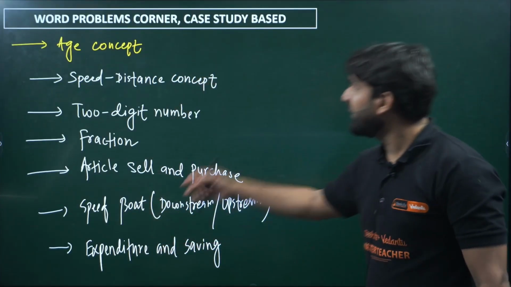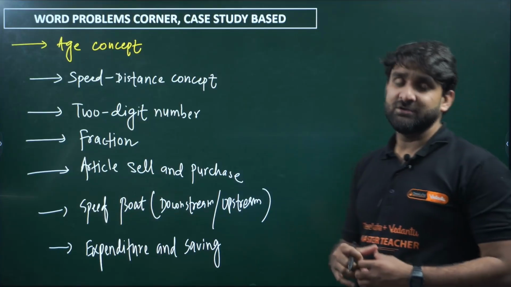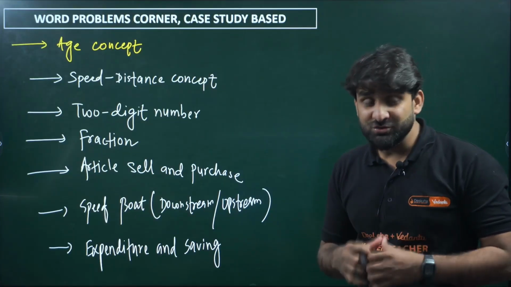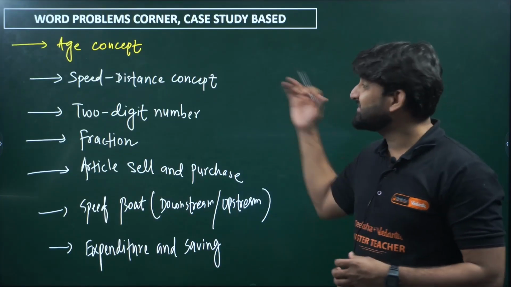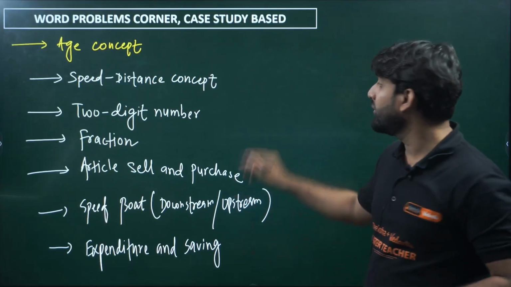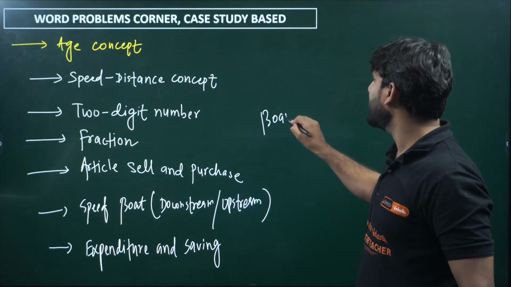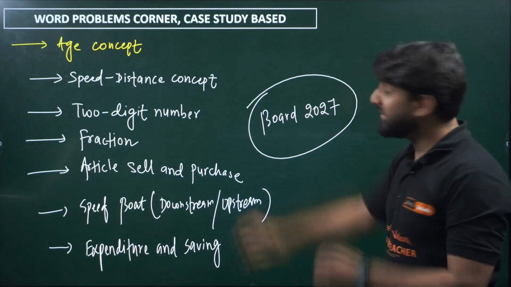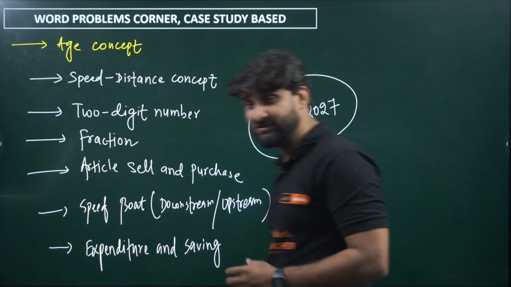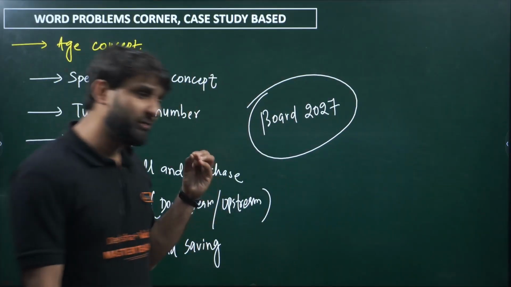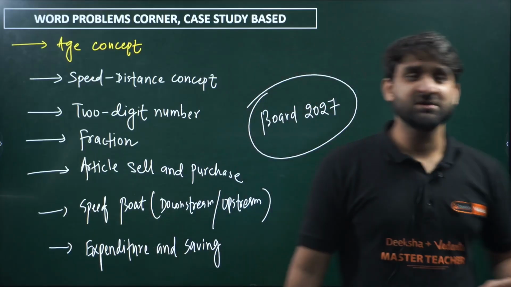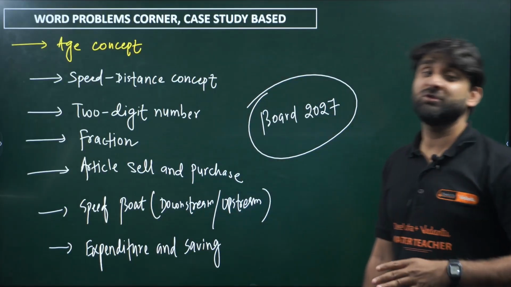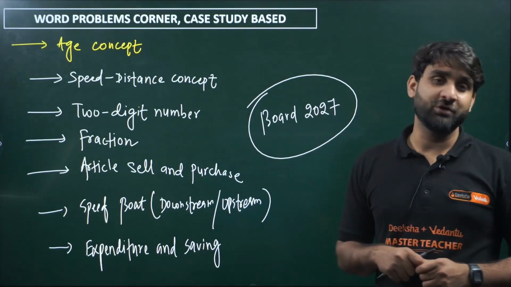So these are the word problem corners, and there is so much chance to get case study based questions from this chapter in your board 2027, champions. As per my guessing, as per my experience and analysis, there is little chance that you will get case study based questions or value based questions from this chapter in your board exam 2027.